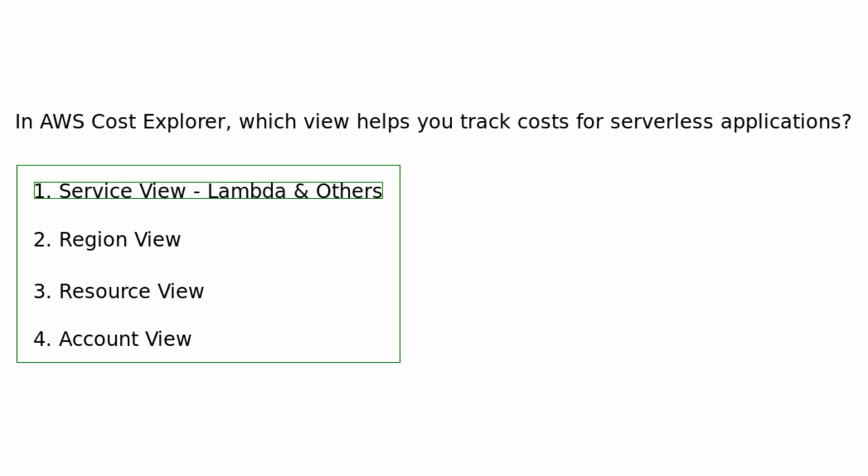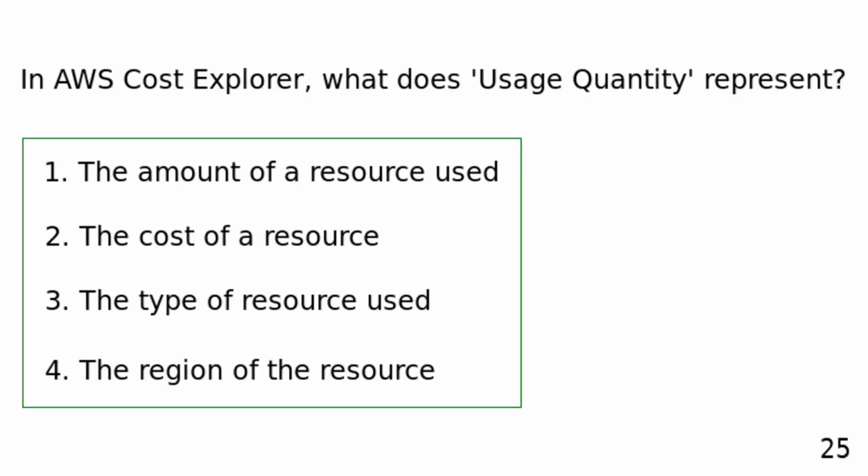Using the service view in AWS Cost Explorer and focusing on services like Lambda, API Gateway, and DynamoDB helps track costs for serverless applications. In AWS Cost Explorer, what does usage quantity represent?